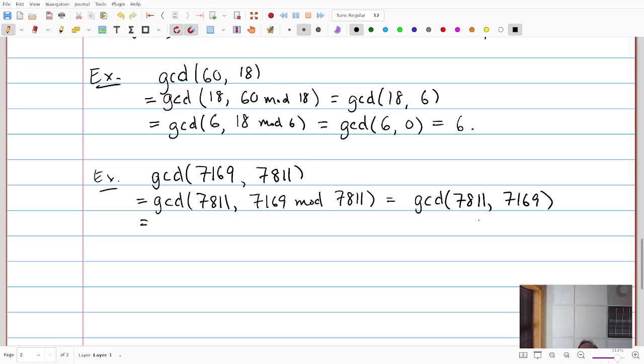So we get 7169 here, and then 7811 mod 7169. It looks to me like that's going to fit exactly once, right? And then we'll have 7811 minus 7169 left over. Anyone know what that is? 642. 642, thank you. Okay, and then we'll do GCD of 642, 7169 mod 642.